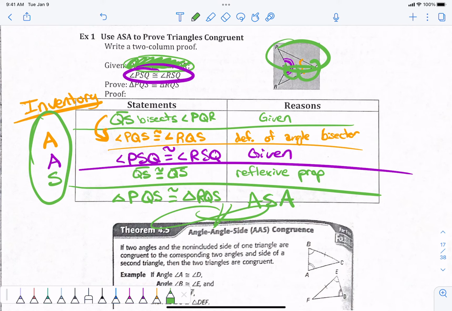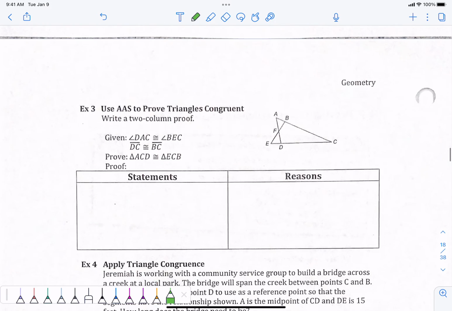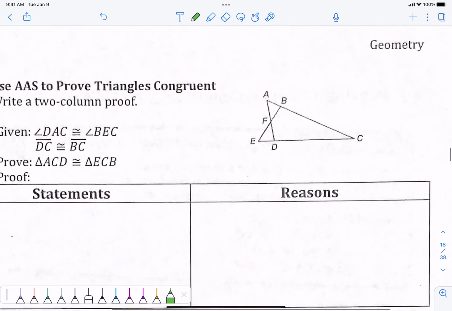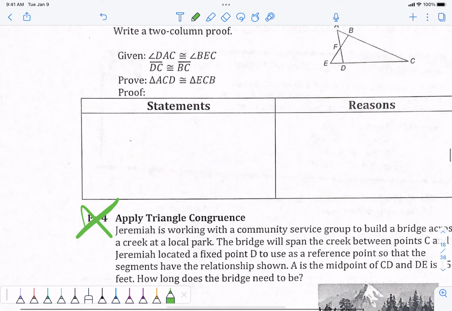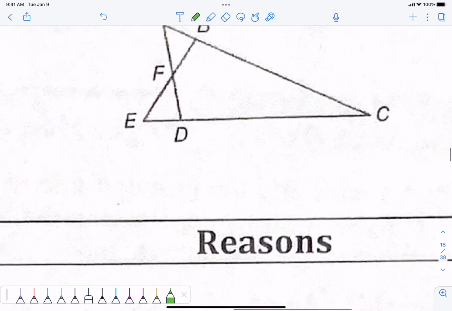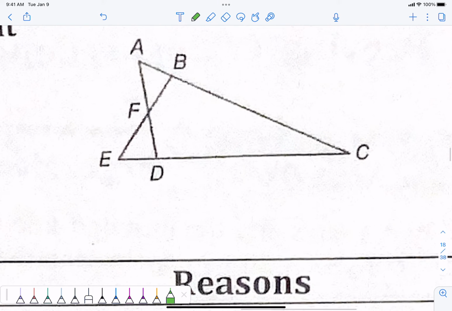Okay, all right, now we're going to go to the back side. We're going to do a proof on the back, which is kind of similar. And then we're done. Example 3. We're going to skip example 4, just FYI, because it's just the same thing again. So just 2 proofs.